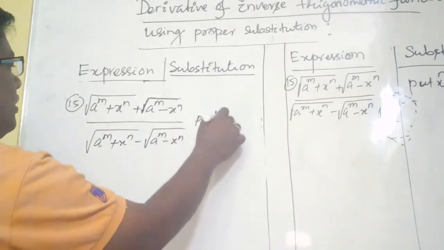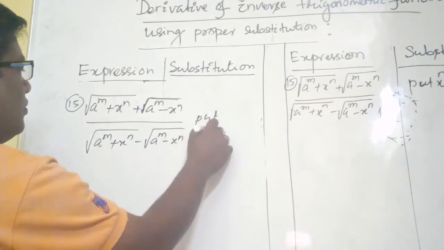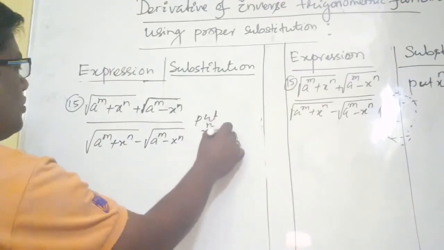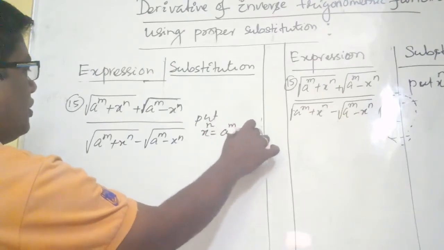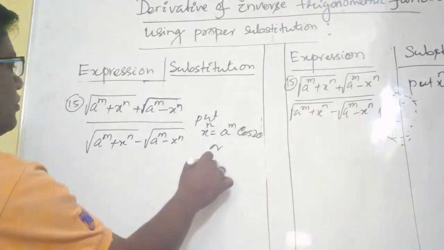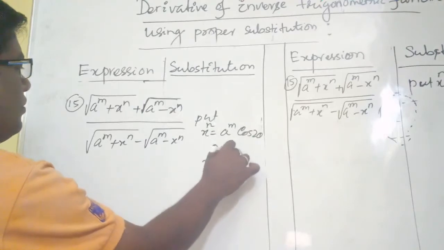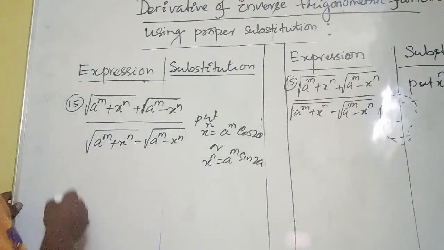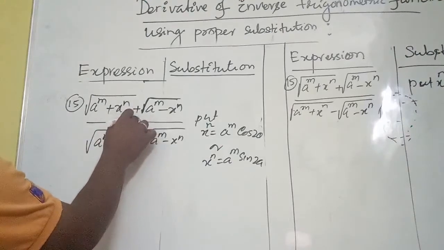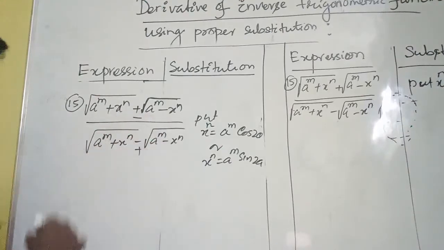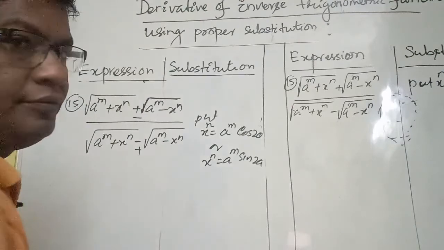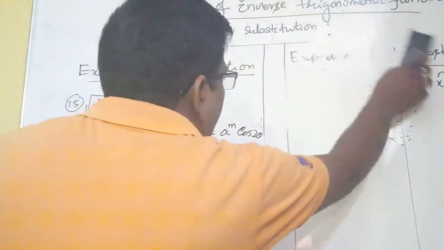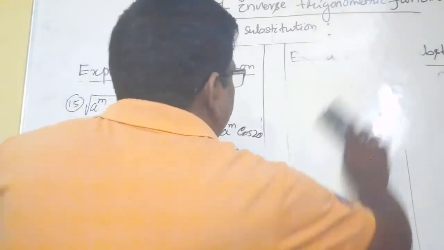Put x to the power n is equal to what? x to the n is equal to a to the m cos 2 theta or x to the n is equal to a to the m sin 2 theta. This is plus or minus, or this is plus, this is minus, and minus, this is plus. Okay, then another substitutions.